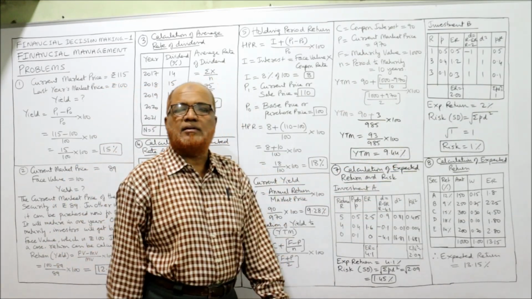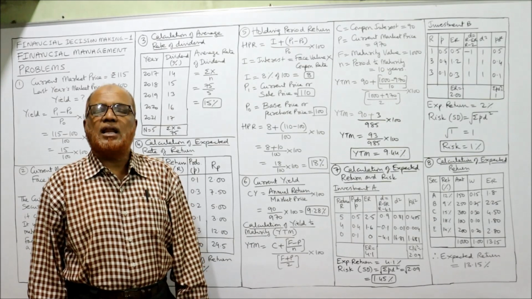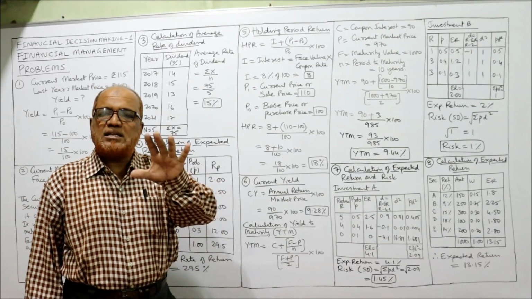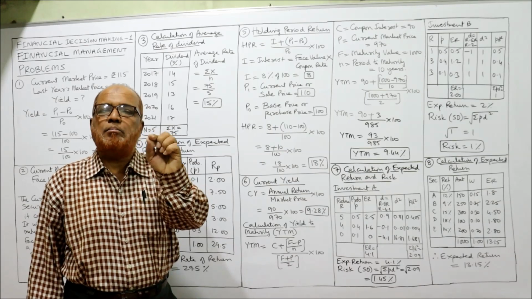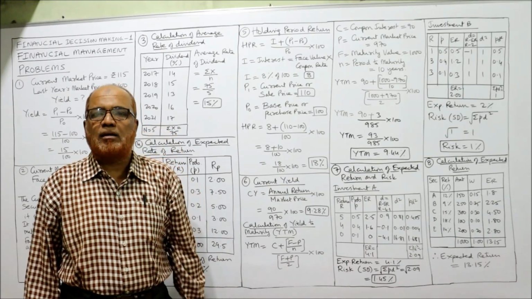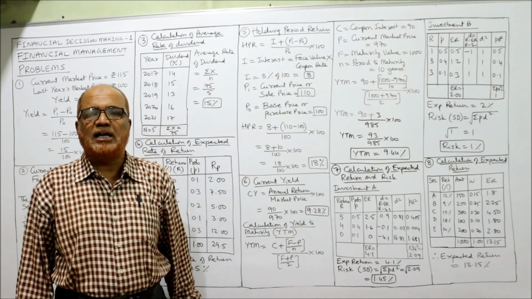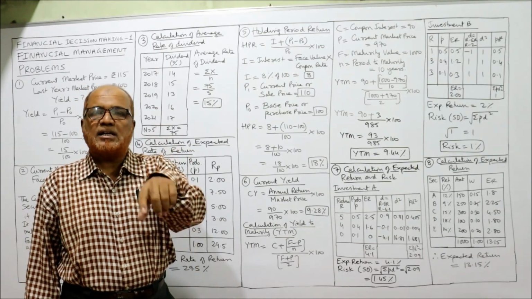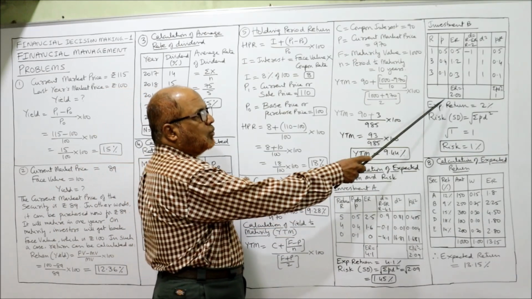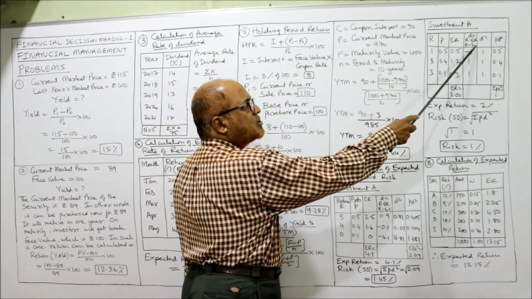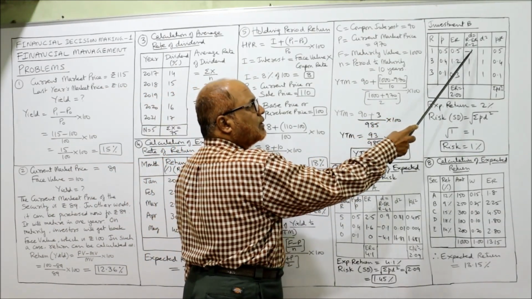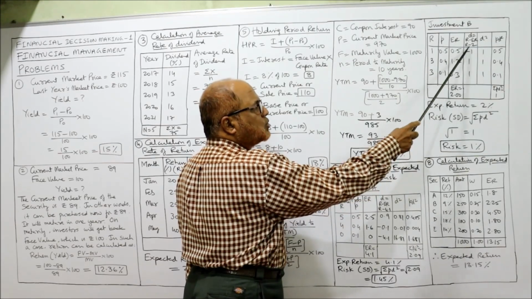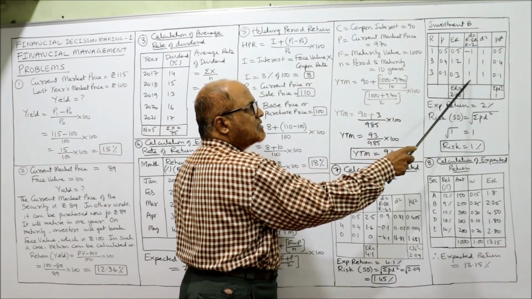One answer completed. Now we need the risk. Risk is measured in terms of standard deviation. And standard deviation formula is summation PD square. So first we calculate D. D stands for deviations, R minus ER. ER we got 2. So R minus 2. 1 minus 2, you will get minus 1. 3 minus 2, you will get 1. 3 minus 2, you will get 1. These are the D values.